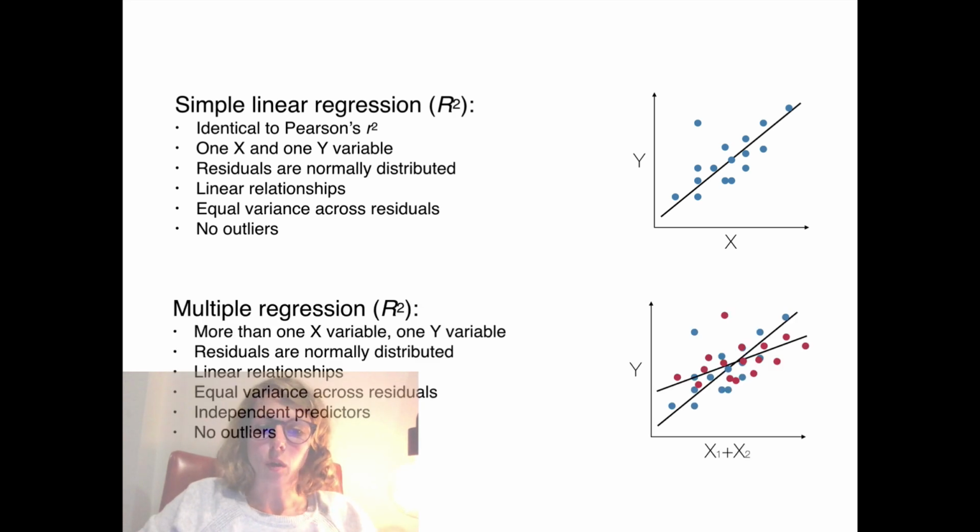But what if we have a scenario where we have more than one X variable and one Y variable? And we want to know whether our multiple X variables account for more of the variance of Y. So we make several assumptions here as well, that the residuals are normally distributed, that the relationships among our variables are linear, that we have equal variances across the residuals of each of our variables, that our X variables or predictor variables in correlational research are independent, and that we have no extreme outliers.